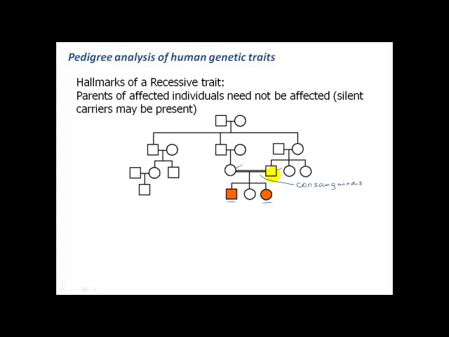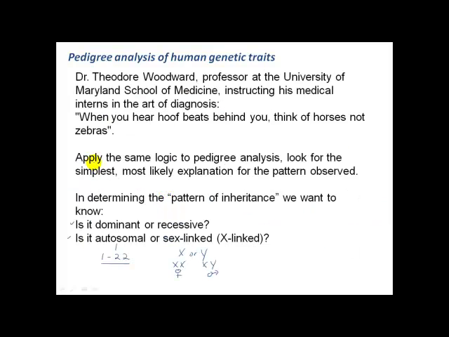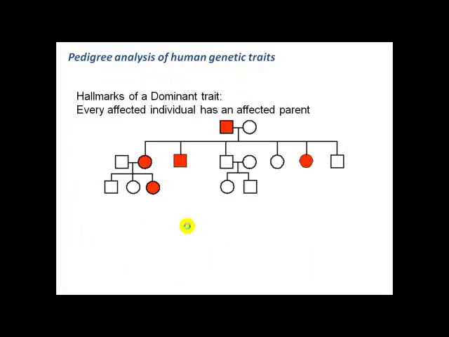Okay, so recessive traits, silent carriers may be present, right? Dominant acting traits, no silent carriers are possible, because if it's a dominant trait, if you have even one of that allele, you're going to show the trait. Okay, so that's how we distinguish between the first question here, dominant versus recessive. We're looking for the presence or absence of silent carriers, essentially.